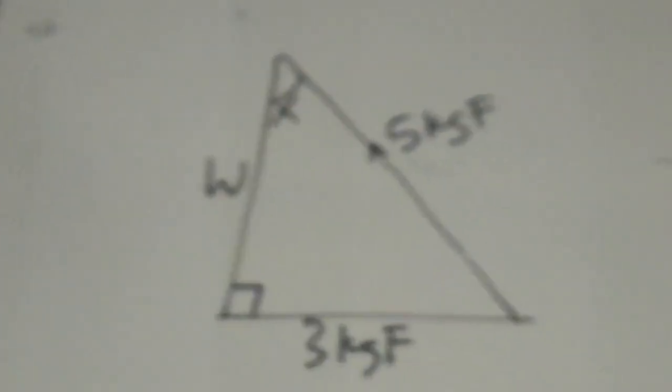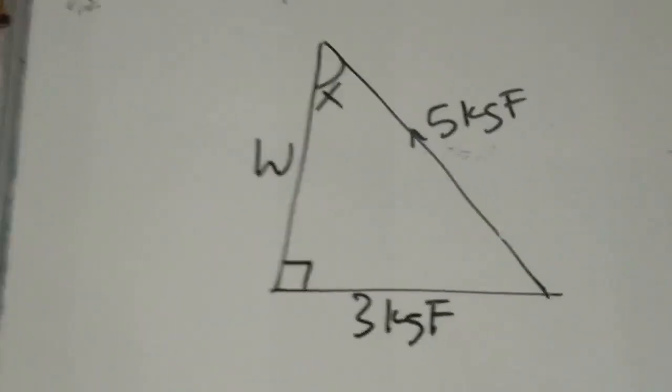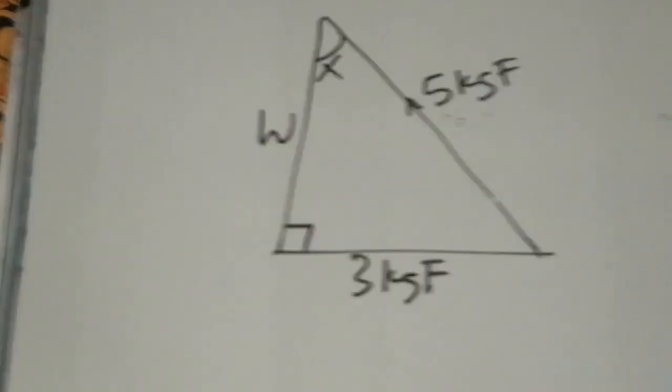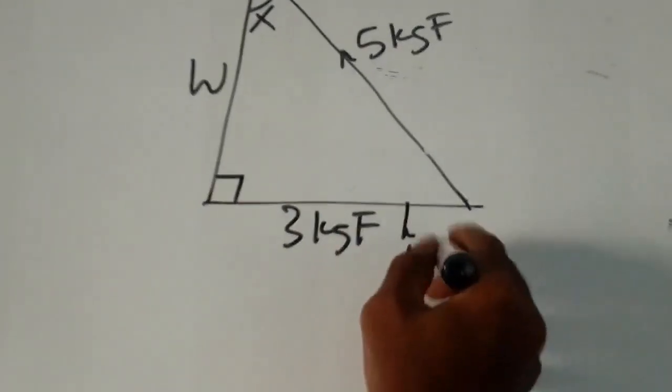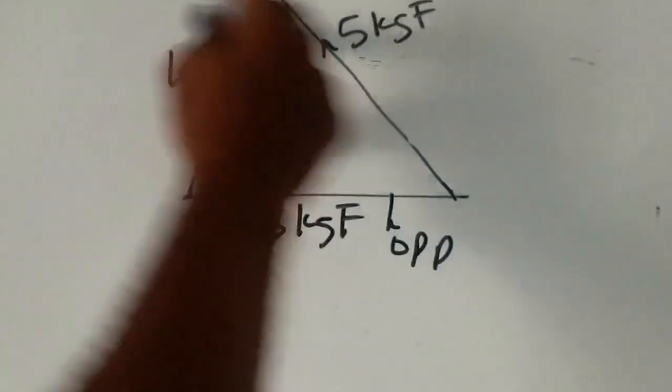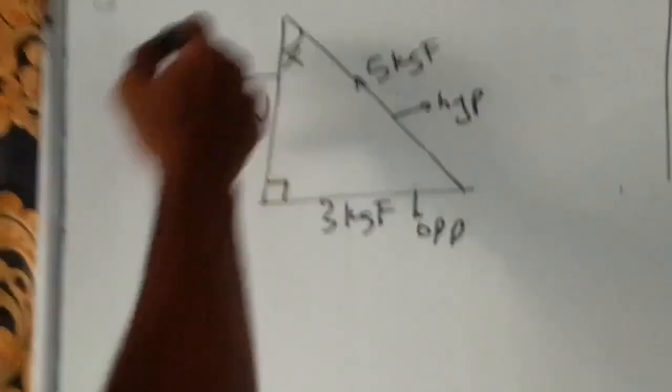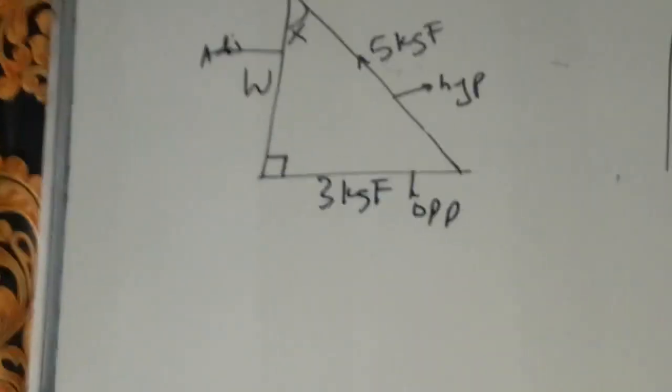So how do we solve this problem? Since we have two sides of a right angle triangle, we can apply Pythagoras theorem. This is the opposite, the side facing this angle. This is the hypotenuse, the longest side. The remaining side is the adjacent. So having two sides, we apply Pythagoras theorem.